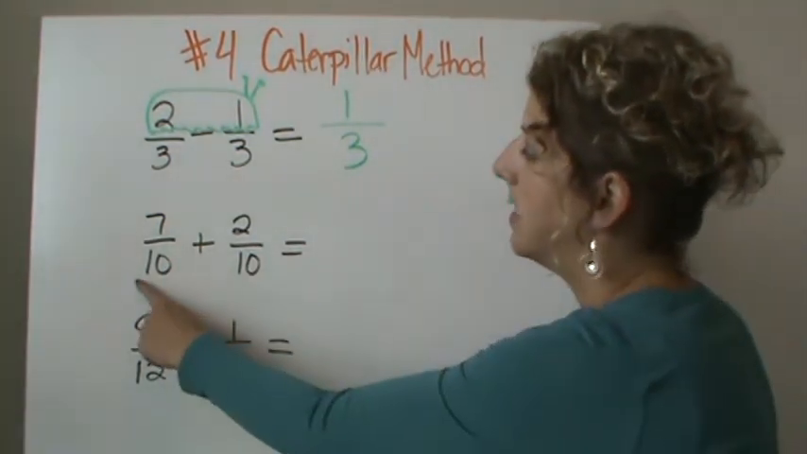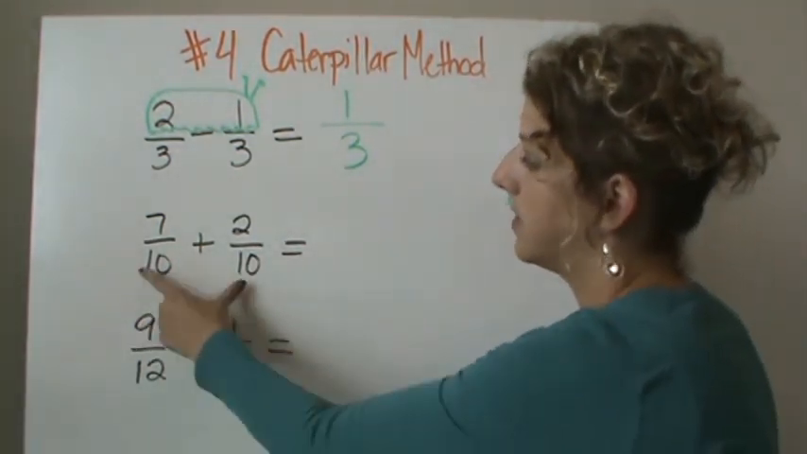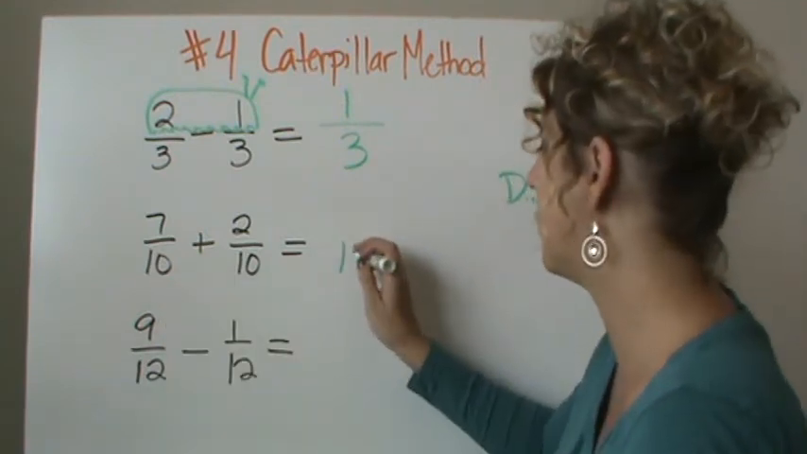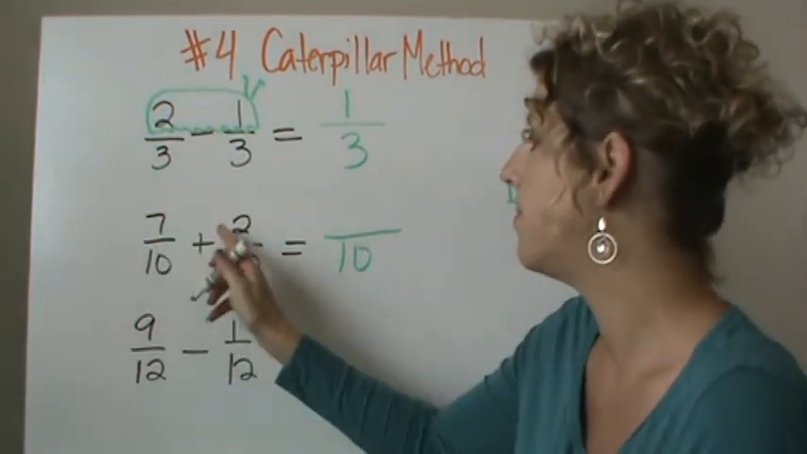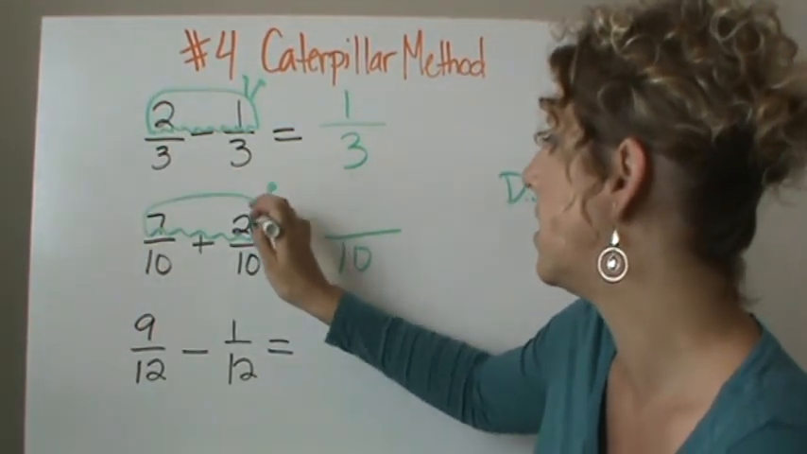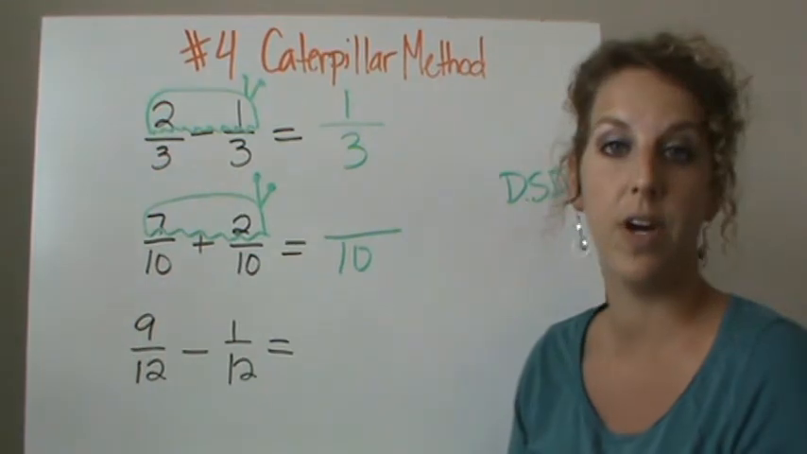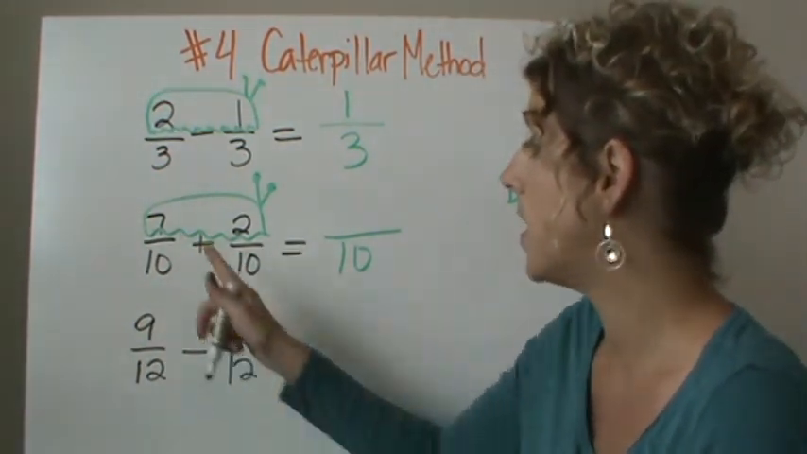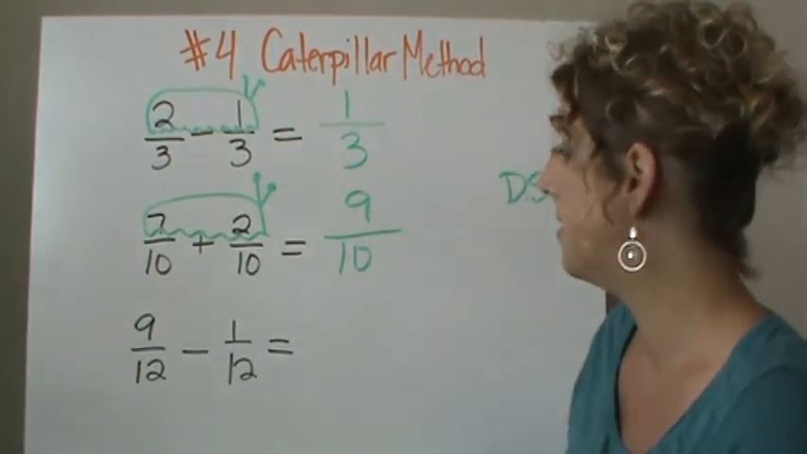Same thing here, 7/10 plus 2/10. The denominators are the same. 7 plus 2, we know we're only going to add the numerators. So we can draw our caterpillar to help us remember. So 7 plus 2 is 9.